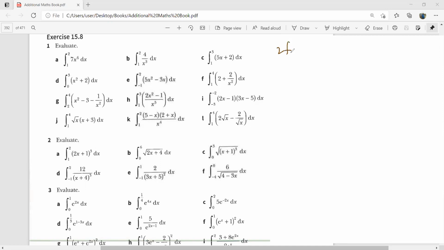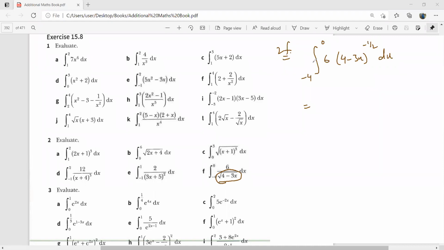Okay, 2F, it says limit from -4 to 0. This is 6, and I would better write it as 4 minus 3x raised to power minus half. The first thing is always that you have to write that in a form that we can really integrate. Now, I just shifted that under root 4 minus 3x to the numerator so that I can integrate it. Remember, we are not allowed to integrate anything that is there in the denominator.